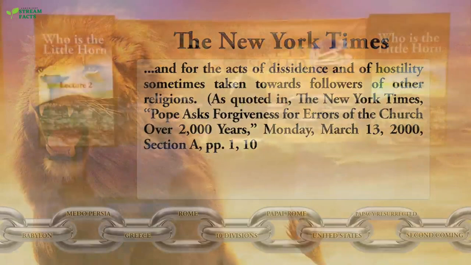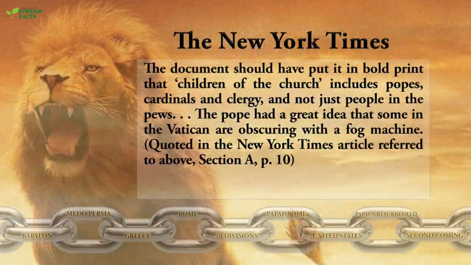But in this long letter, he never admits that it was the church that persecuted. He says, some of our brothers persecuted. That led the editor of the New York Times to write this about this document that the Pope wrote. The document should have put it in bold print that children of the church includes popes, cardinals, and clergy, and not just people in the pews. The Pope had a great idea that some in the Vatican are obscuring with a fog machine.